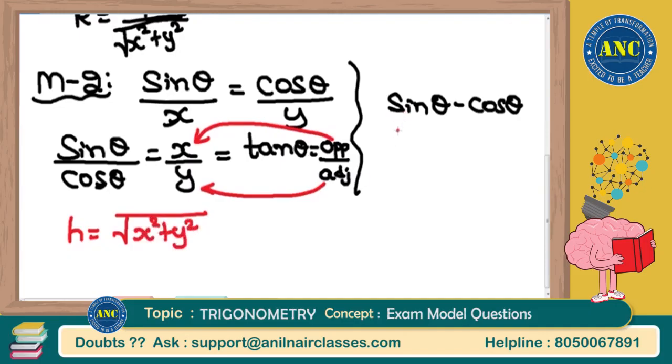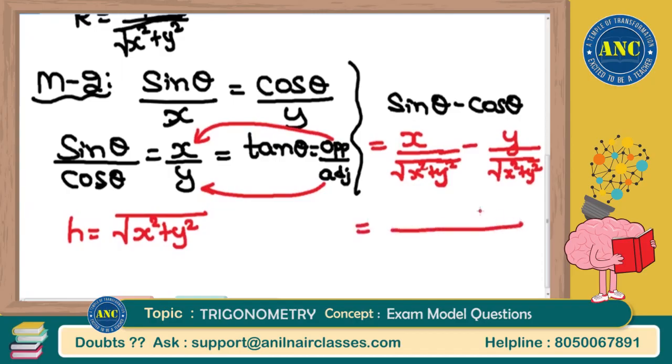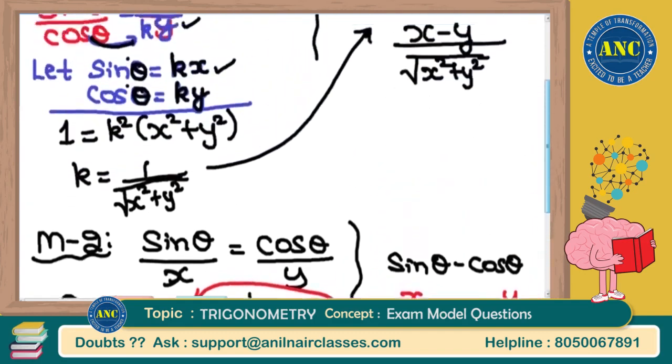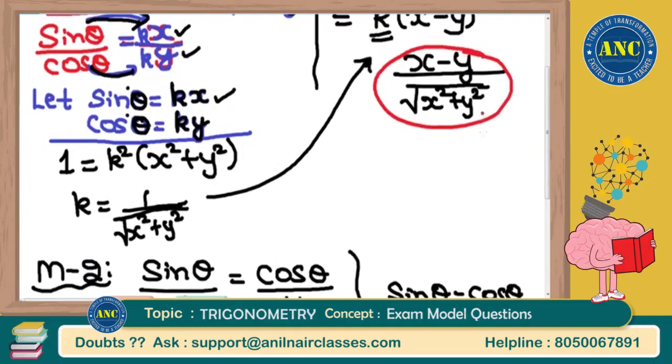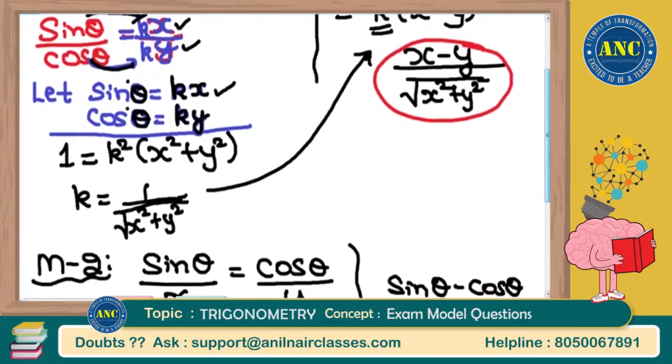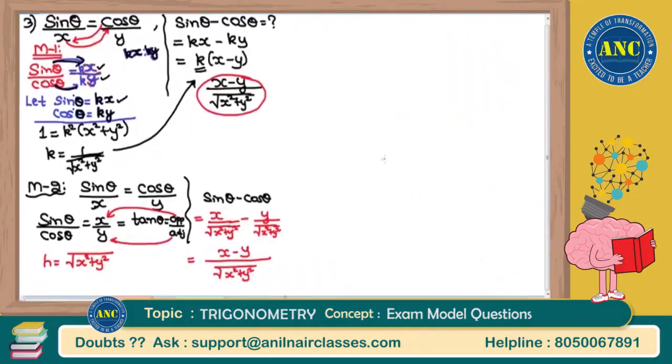So sin theta is opposite by hypotenuse. Opposite is x, hypotenuse is root of x square plus y square. Cos theta is adjacent by hypotenuse. Adjacent is y, hypotenuse is root of x square plus y square. So if I have the common denominator, numerator is x minus y divided by root of x square plus y square. This is exactly what I got in my method 1 also. Either apply method 1 or apply method 2, it makes no difference as long as you don't make a simplification error.